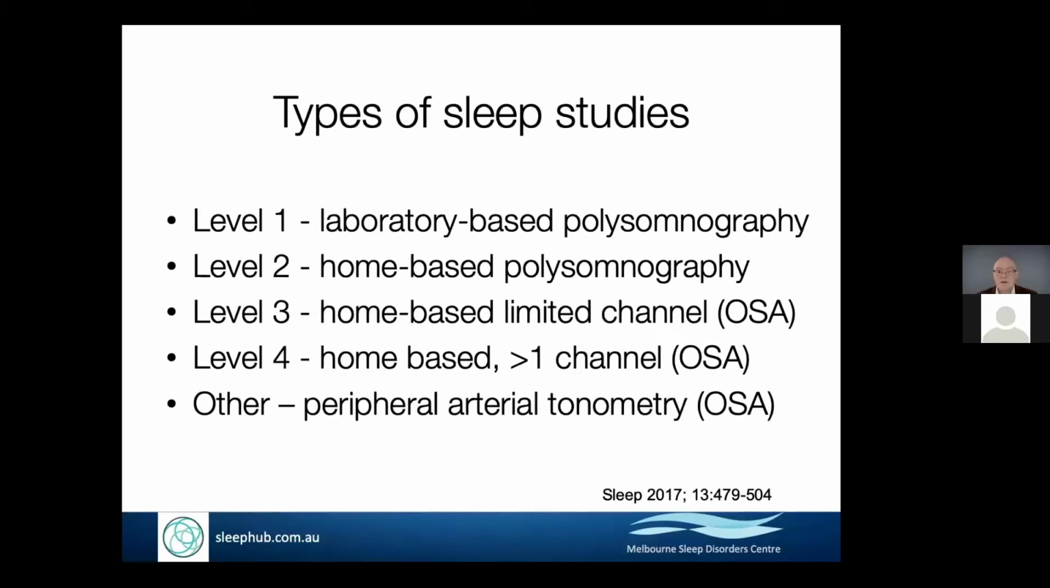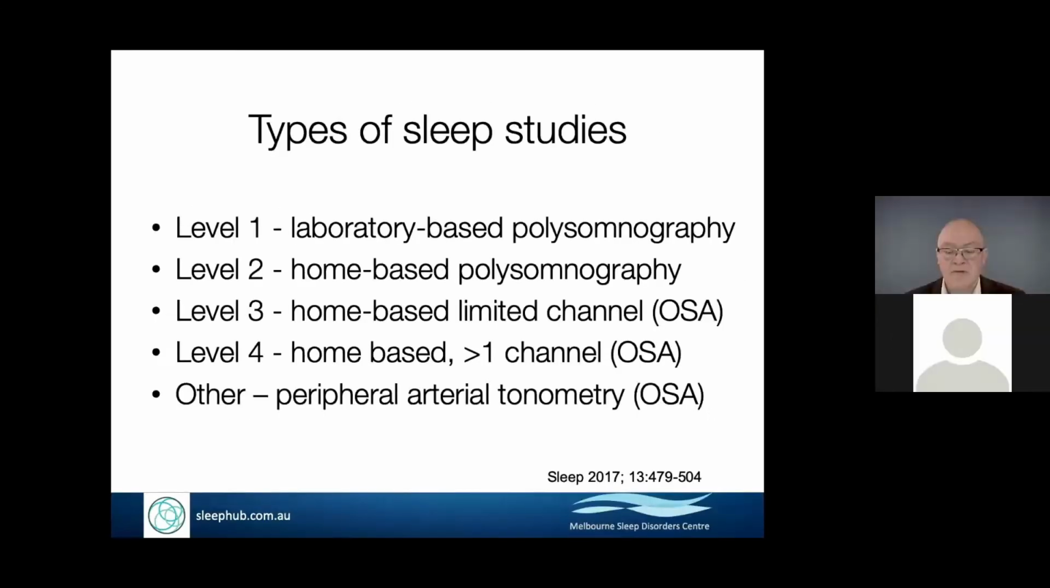Level 3 is a limited channel sleep study that's got cardiac channels and respiratory channels, and has to include at least 2 of respiratory effort and airflow, so 2 signals of those. And level 4 is more than 1 channel and very much a respiratory type of study. And I'll talk also about the group of other that was really introduced in 2017 by the American Academy of Sleep Medicine, which is peripheral arterial.